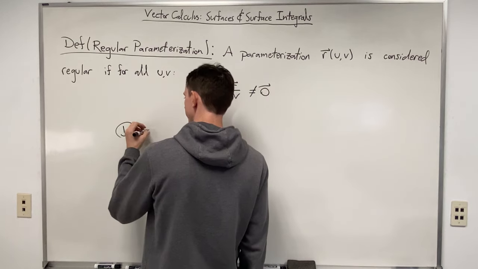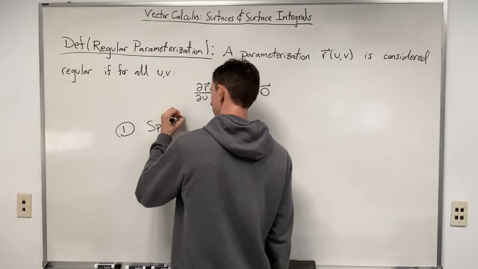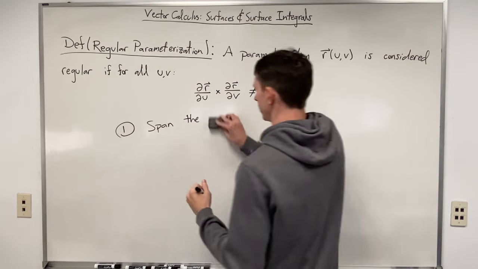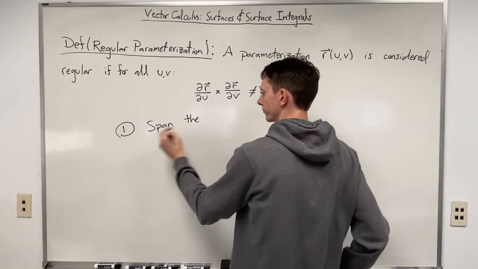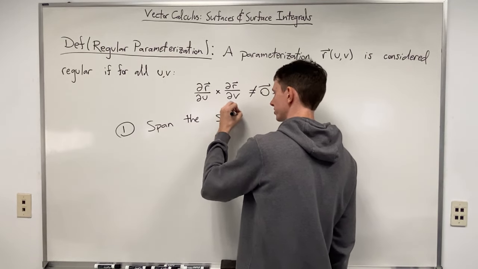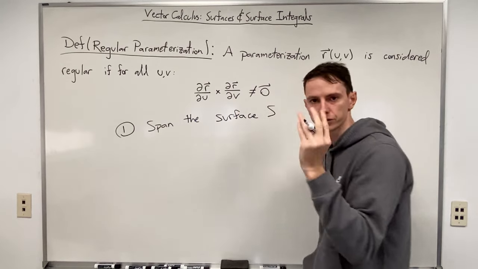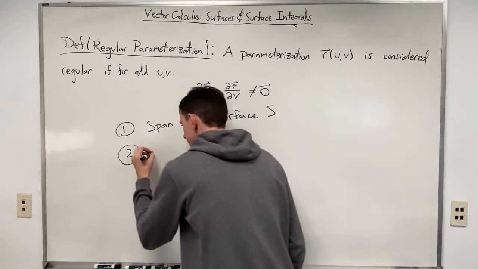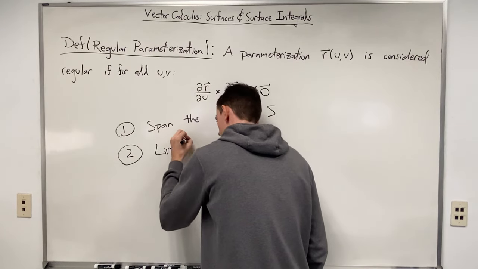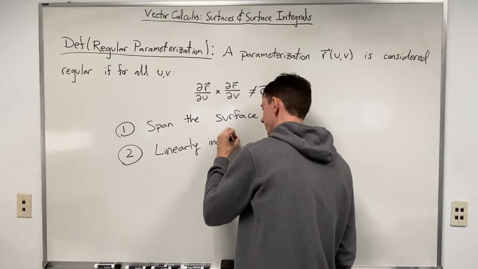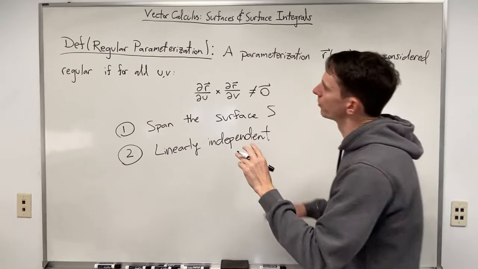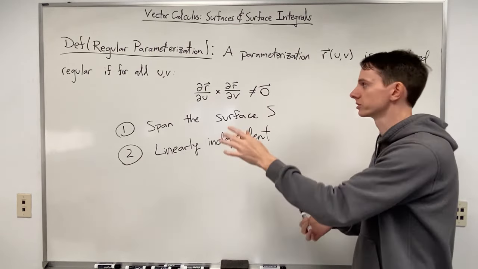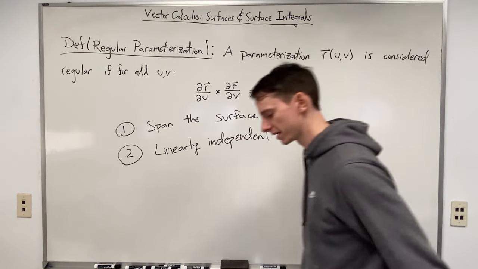Well, the first is that the set of basis vectors would need to span the entire space. In this case, we're just working with this finite surface S, so we're going to say they need to span the surface S. That would be the first requirement. And the second is that our set of quote-unquote basis vectors need to be linearly independent. Okay, so let's see that with a regular parameterization, both of these properties for these two vectors are satisfied.